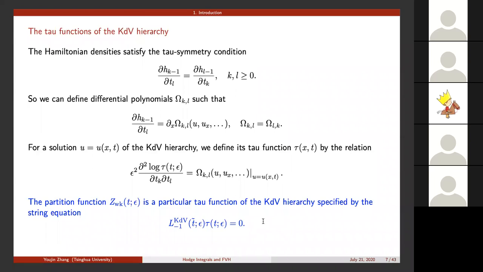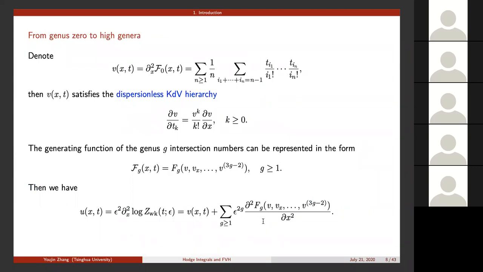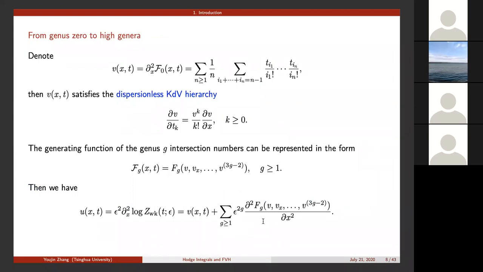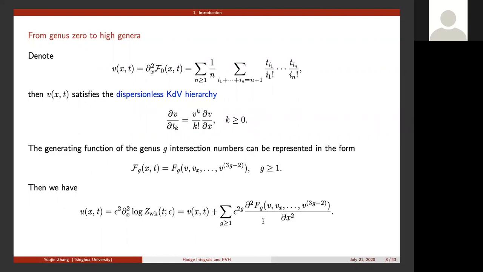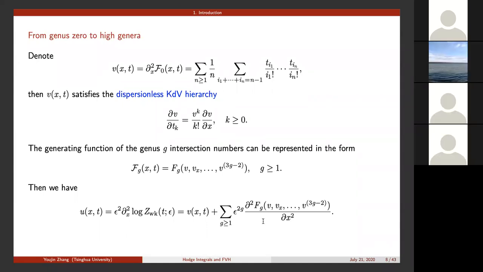This is the more general case. In this construction, from a Frobenius manifold, or from two-dimensional topological field theory, to integrable hierarchies, we proceed in this way. We start from the so-called genus zero case, the dispersionless hierarchy, and then we construct the deformation of the dispersionless integrable hierarchy to obtain the full dispersive integrable hierarchy. In the case of two-dimensional topological gravity, we start from the genus zero free energy and form this two-point function V, V_xt, which can be written down explicitly. Then this V satisfies the dispersionless KdV hierarchy.